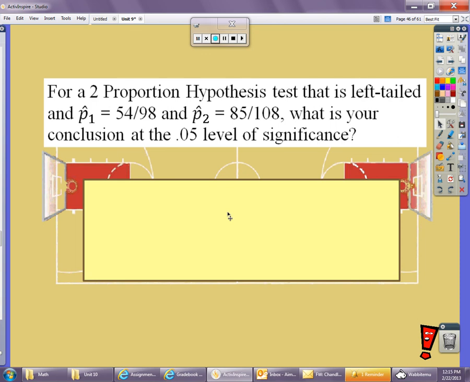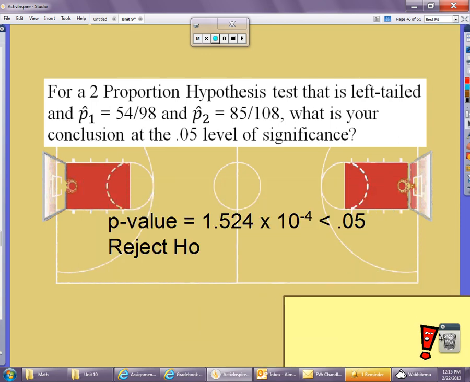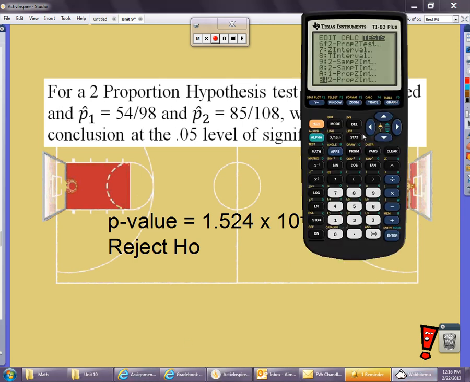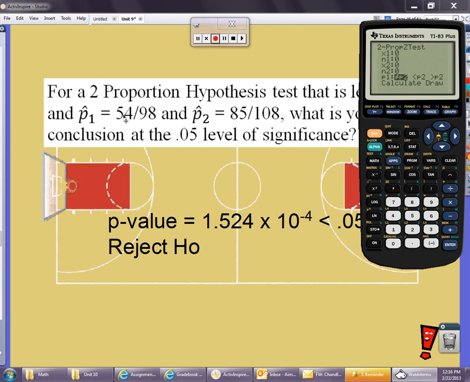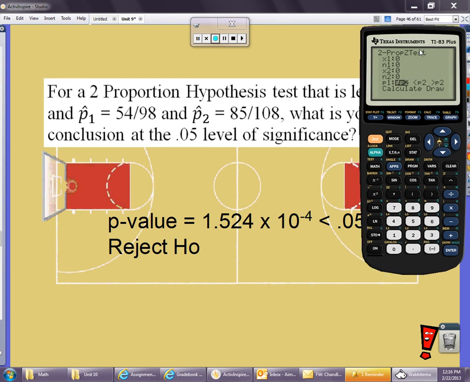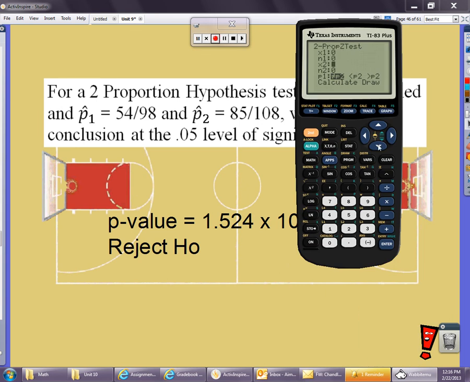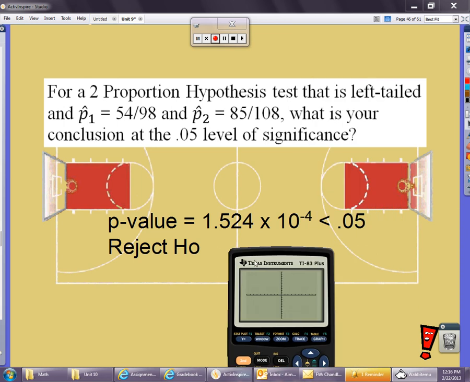For two-proportion hypothesis test, at 0.05 level of significance, again, you're going to plug all this information into your calculator. So on your calculator, you would do stat, go over to tests, and this is a two-proportion z-test. There you would enter both proportions. x1 would be 54, n1 would be 98, and also for p2. And then you're concluding, since this is a left-tailed, you would select less than, and then hit calculate. You would then be able to get those results.